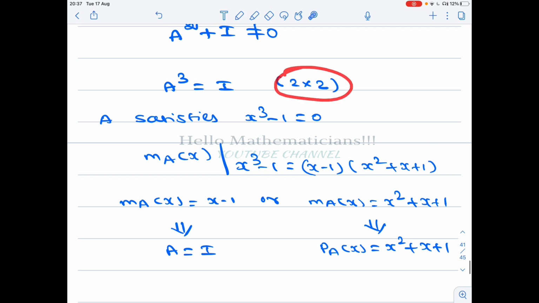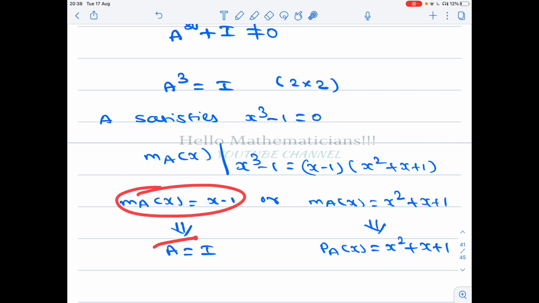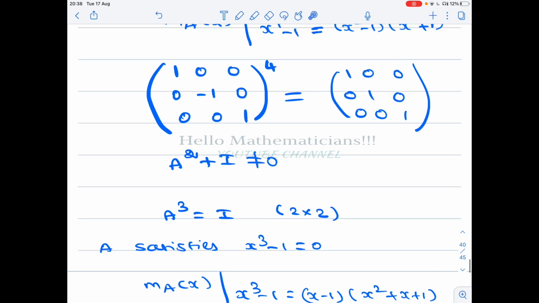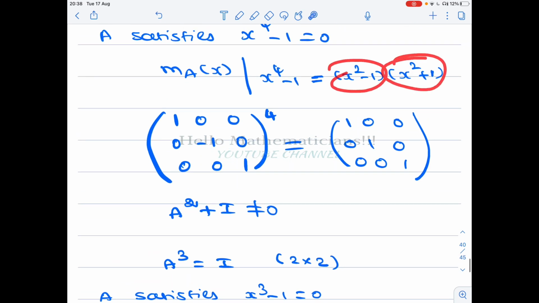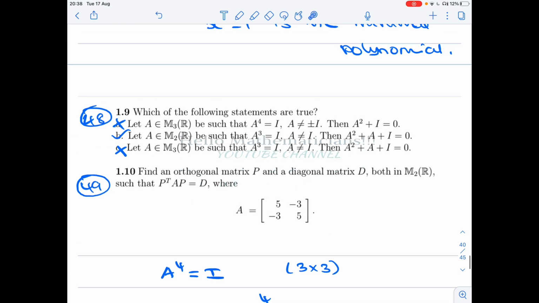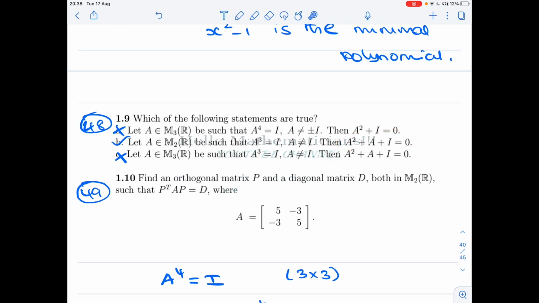Let's see why. It is a 2 by 2 matrix, a cube equals I, then the minimal polynomial should divide x cube minus 1. The factorization of x cube minus 1 is x minus 1 into x square plus x plus 1. The factor x minus 1 cannot be the minimal polynomial since that would imply a equals identity. Therefore, this should be the minimal polynomial. So there you had two choices, but here this choice is not possible, but this choice is possible for a 2 by 2 matrix. Therefore, this is the minimal polynomial as well as the characteristic polynomial. Therefore, a should satisfy a square plus a plus I equals 0.